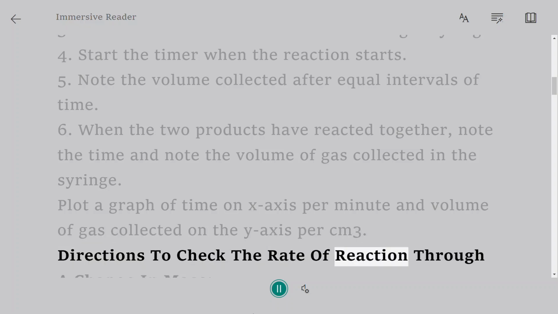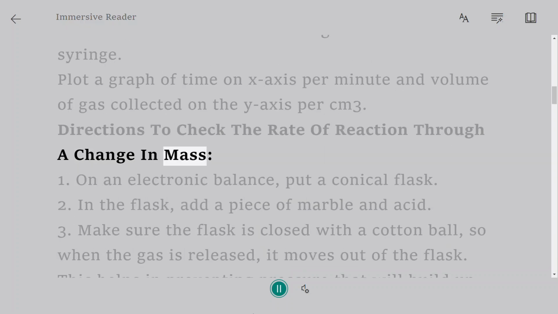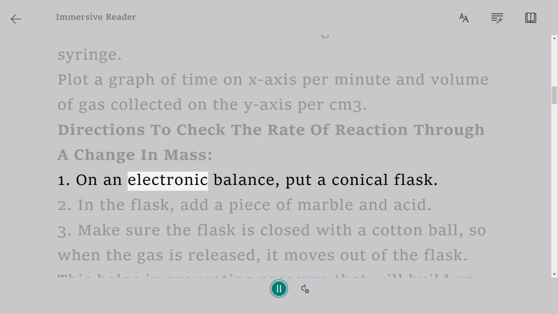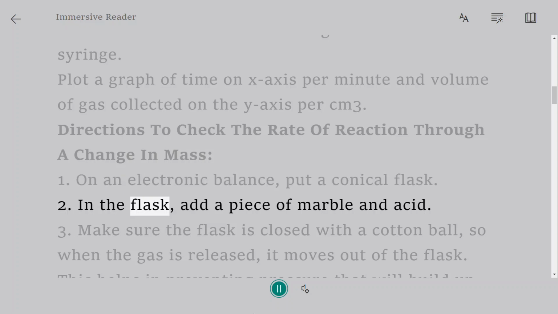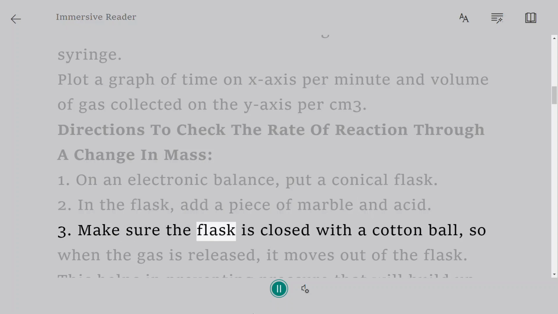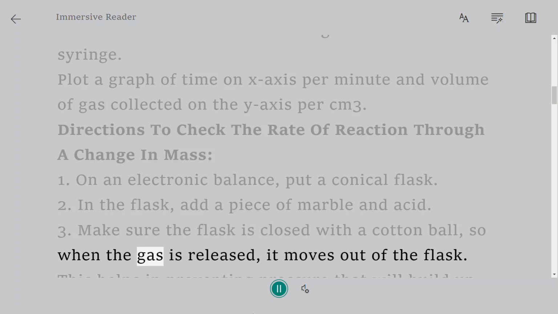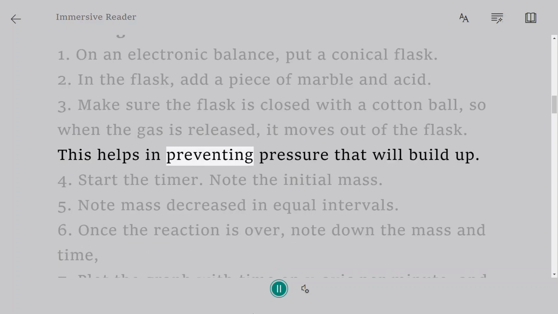Directions to check the rate of reaction through a change in mass. 1. On an electronic balance, put a conical flask. 2. In the flask, add a piece of marble and acid. 3. Make sure the flask is closed with a cotton ball, so when the gas is released, it moves out of the flask. This helps in preventing pressure that will build up.